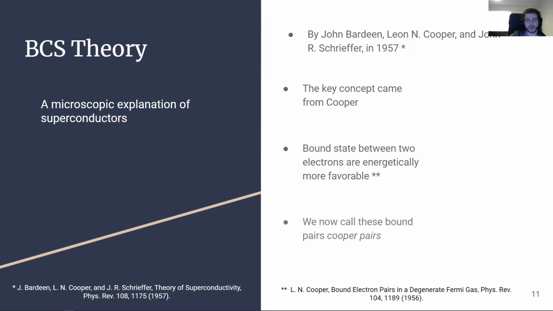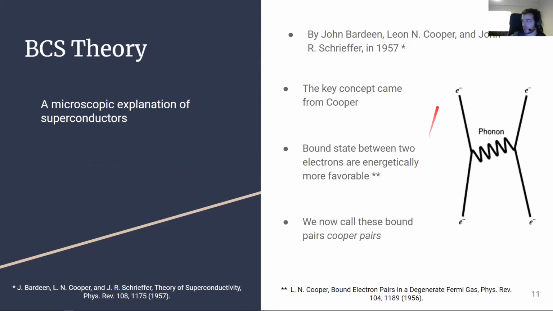So this is a Feynman diagram for, so yes, also we now call these bound pairs Cooper pairs, of course, with good reason. So here we have a Feynman diagram for two electrons interacting with each other with a phonon interaction. Of course, as all Feynman diagrams do, they have messy equations with each branch there. So we shall talk about Cooper pairs before ending our discussion on the BCS theory.